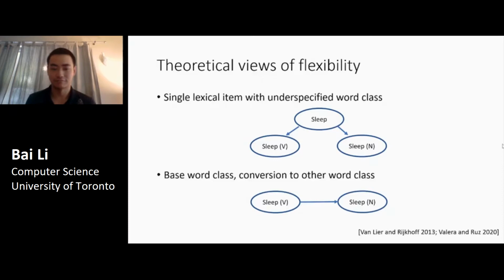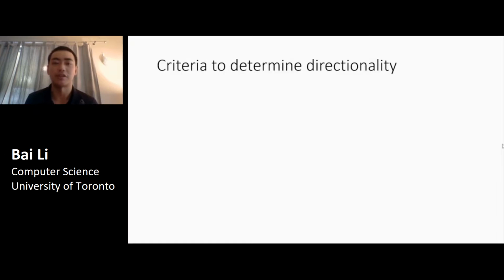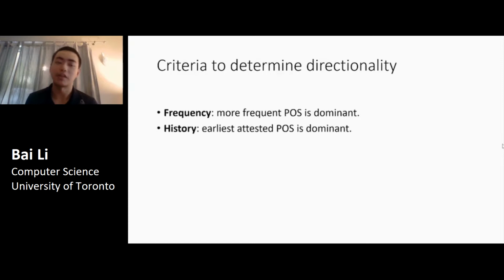Now, there are a few ways you can determine the directionality, if you believe in the directionality hypothesis and not the underspecification one. The first one is frequency. This criterion says the more frequent part of speech is the dominant one. If a word has more usage as a noun, then it's noun dominant. Otherwise, if it's more often used as a verb, then it's verb dominant. A second criterion is history. This means that the part of speech that's earlier attested is the dominant one. So if it's first used as a noun in 1300 and then as a verb in 1500, then it's noun dominant.